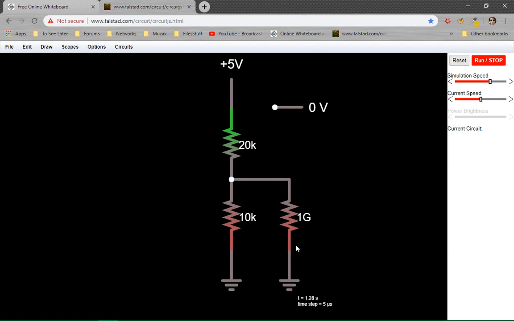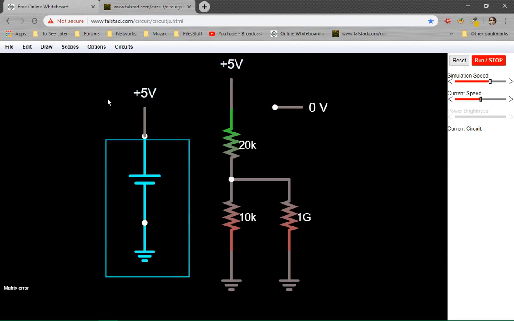So this is the ground symbol, or common symbol. You can think about it like a portal, a teleportation portal. A wire going this way will also come out this way, as well as it will come out of the other terminal of the battery. Ta-da! This thing is pretty much the same.